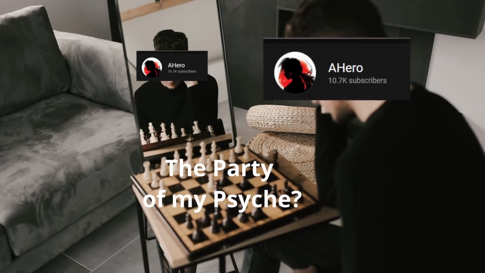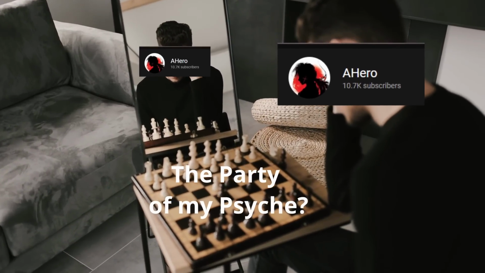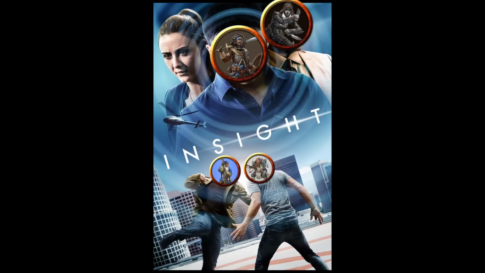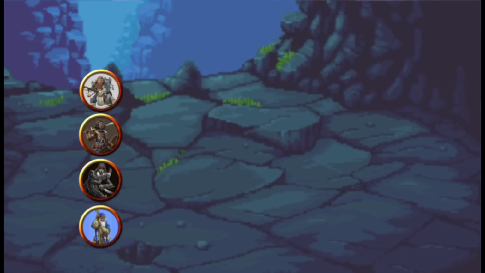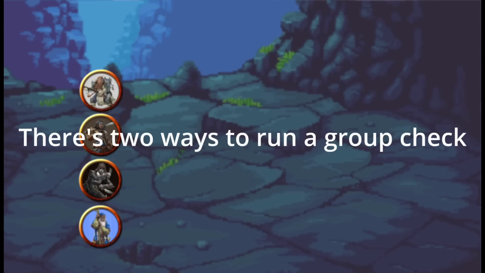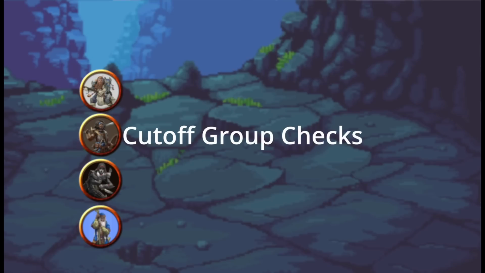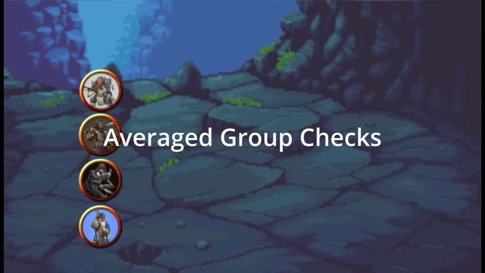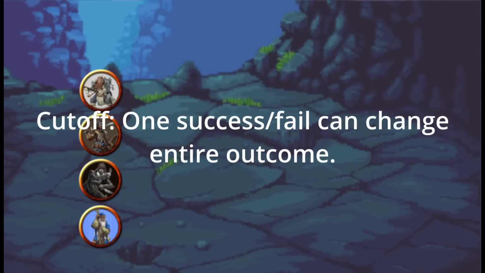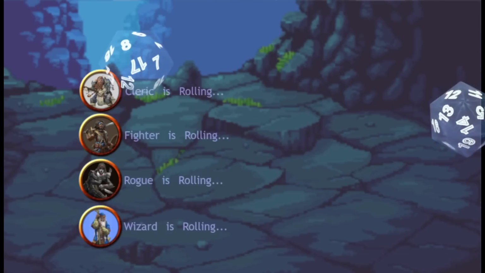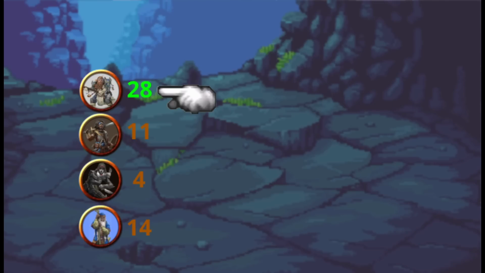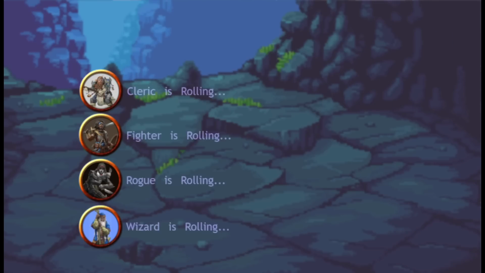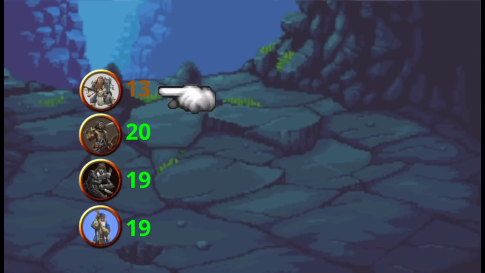The entire party wanted to know if they could do some sort of check to see why they were acting so suspiciously. So the GM gave them a group insight check. A group check is used when an entire party wants to perform a task against something. There's 2 ways to run a group check: a cutoff group check and an average group check. A cutoff group check is when one success or failure can change the outcome for the entire group. In the case of group perception, the whole party succeeds the check if just one person rolls high enough. Stealth is the opposite, where one failure can mean the whole party effectively fails and alerts any guards.